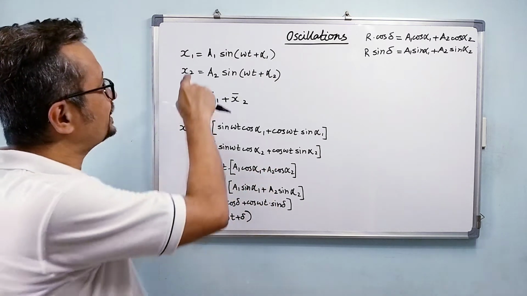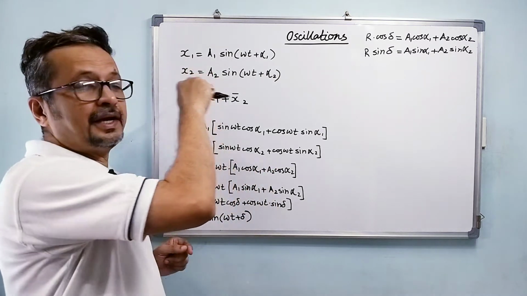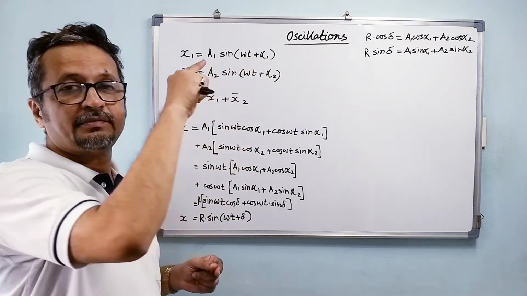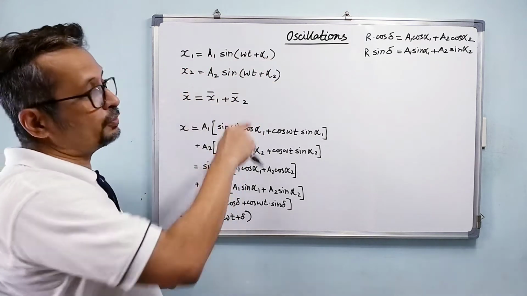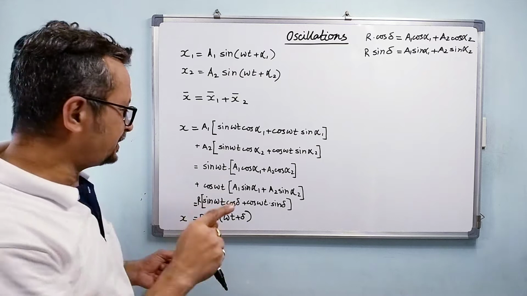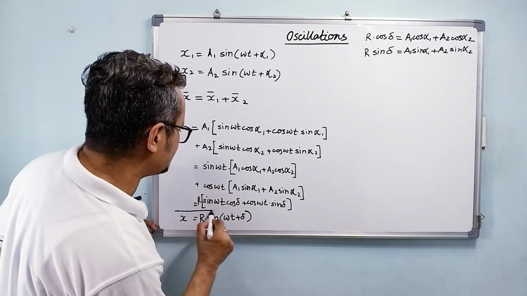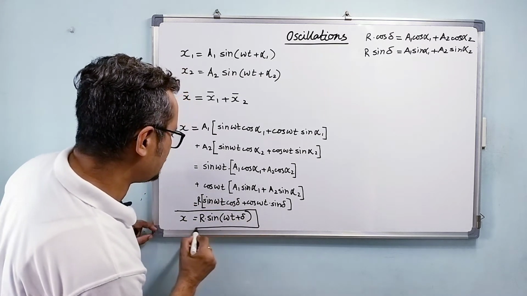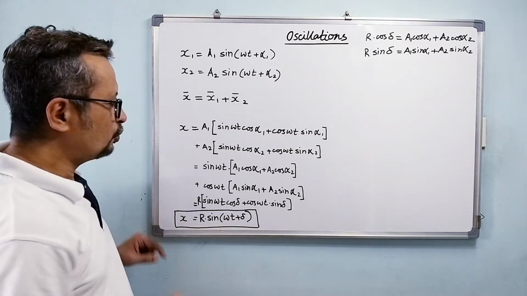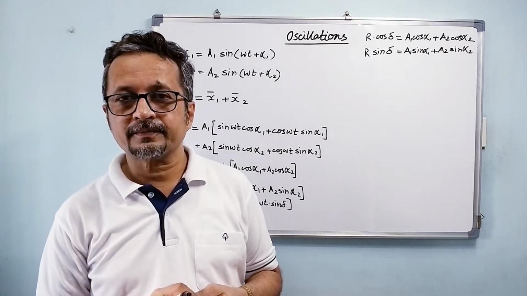I had two SHMs. One is given by x1 = A1 sin(ωt + α1), the second one is A2 sin(ωt + α2), and my resultant is given by x = R sin(ωt + δ).